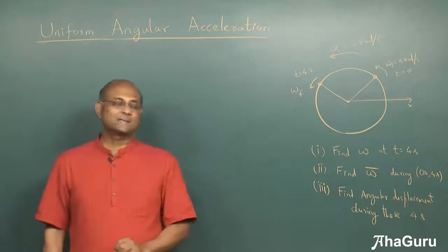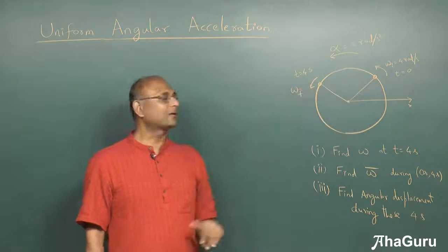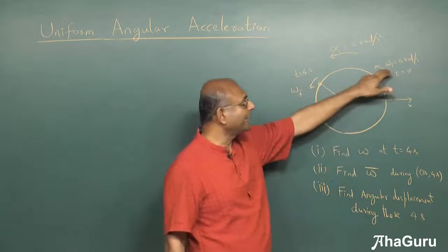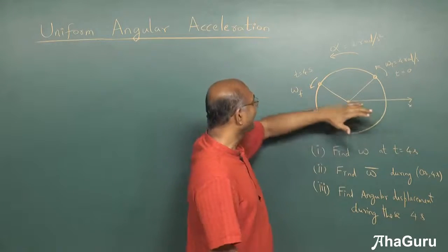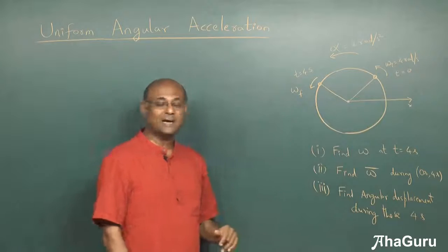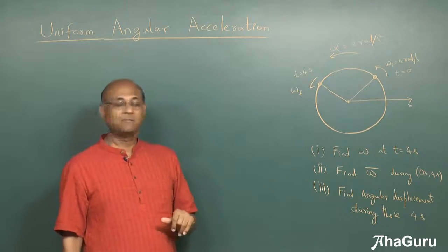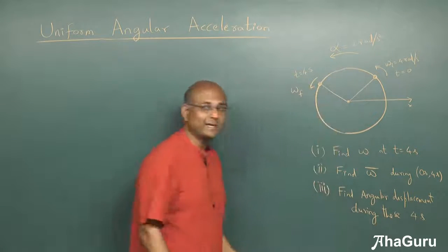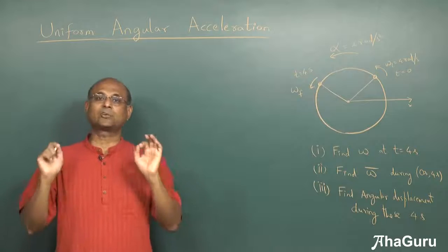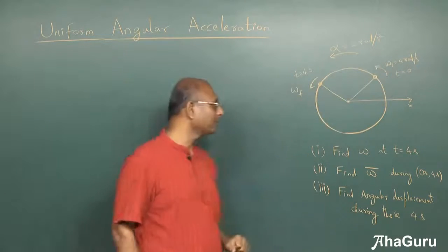Let us now look at this example question. There is a particle that is going around in a circular path. Its initial angular velocity is 4 radians per second at t equals 0. And we want to look at quantities at t equals 4 seconds. We want to calculate what is the angular velocity at t equals 4 seconds, the displacement, all that. It is given that angular acceleration is constant, alpha is 2 radians per second square. That's given in the question.